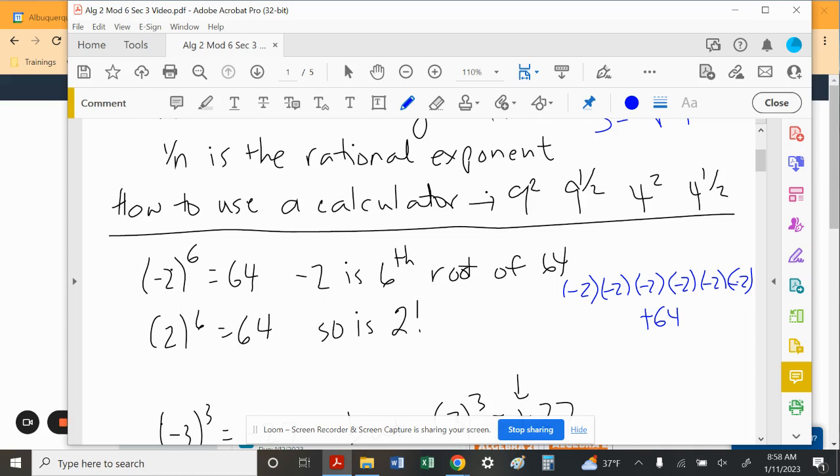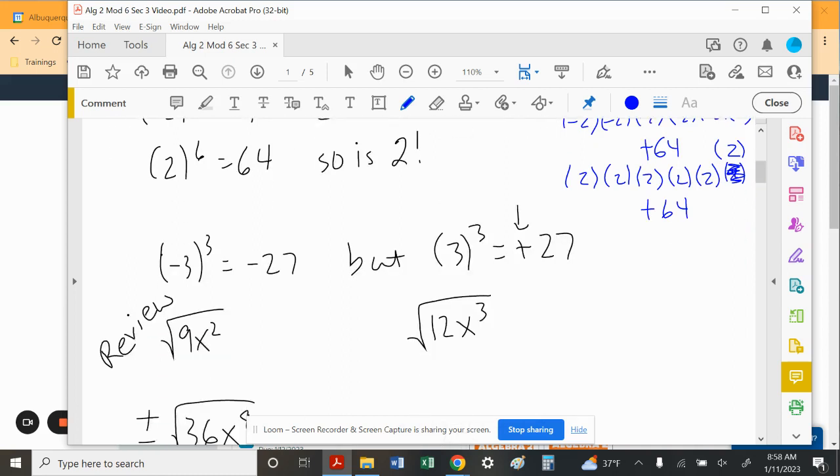We also know that 2 to the 6th power is also 64. So if I multiply all those 2's together, and of course they're all positive, it's going to stay positive. That should just be a 2, not a negative. So then that should be positive 64 as well. Okay, so we have a couple of 6th roots of 64. One is negative 2 and one is positive 2.